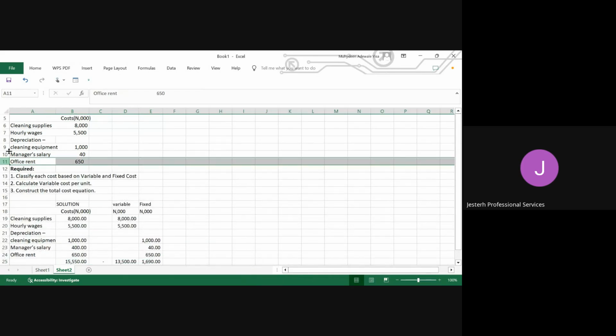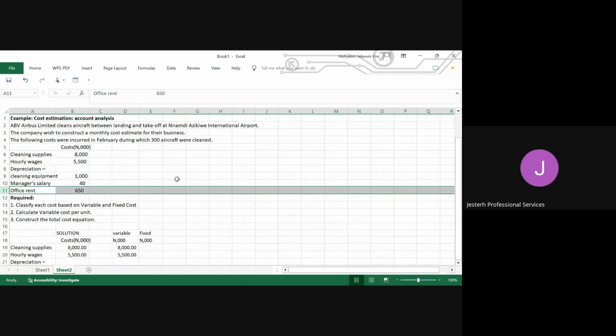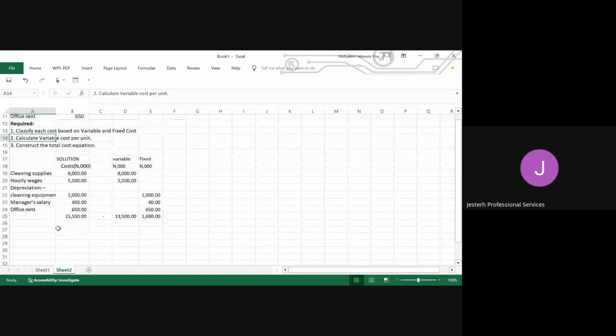Let me unframe this so that we can see the questions again. From the question, they tell us that the number of aircraft they perform these activities on is 300. How much did the organization clean each aircraft, since the total aircraft that they render this cleaning service to is 300, and we are able to determine our total variable costs? How much did they charge per aircraft? That is what number 2 is telling us: calculate the variable cost per unit.